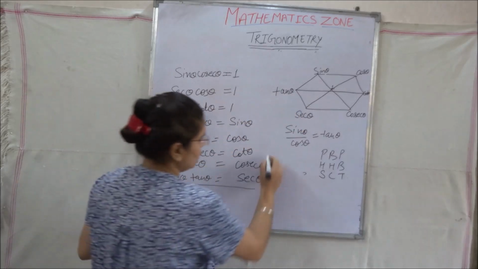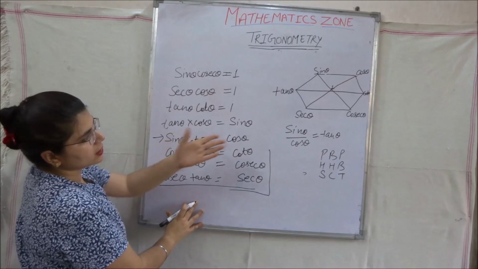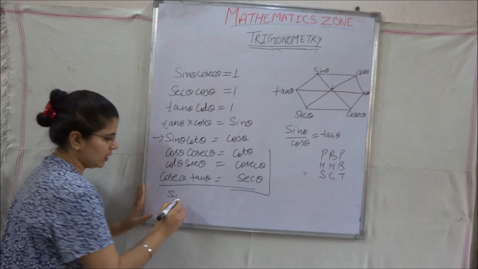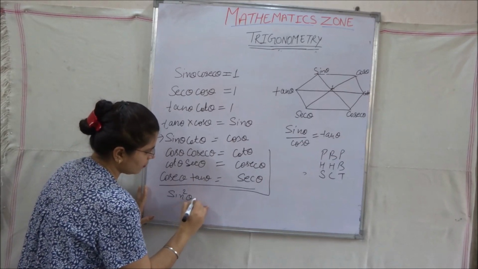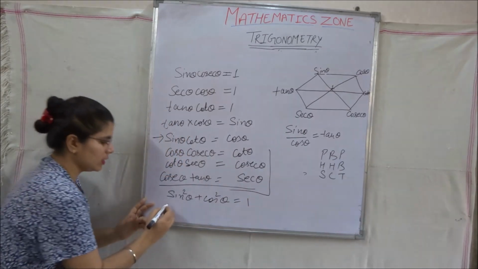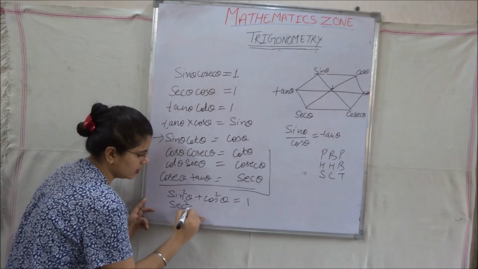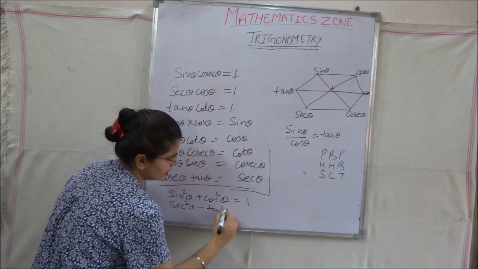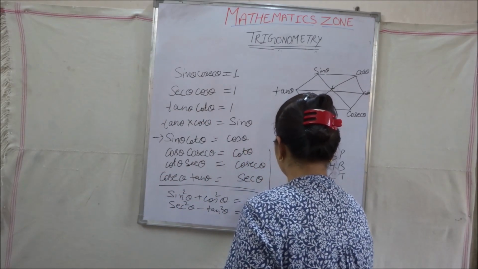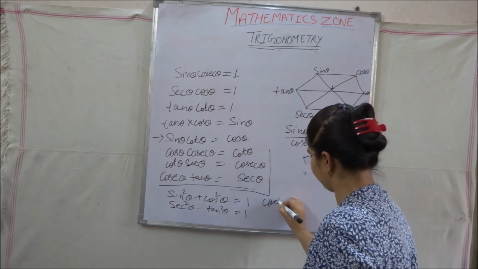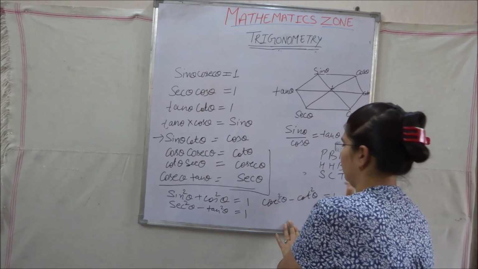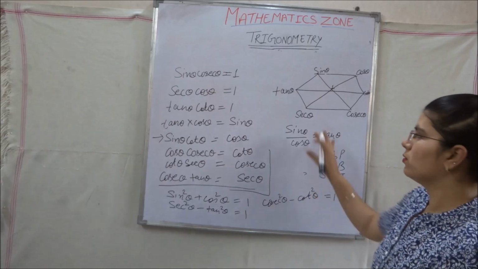Now we can also learn some identities which will be helpful for solving our questions, like sin square theta plus cos square theta is equal to 1. In a similar manner, secant square theta minus tan square theta is equal to 1, and similarly cosecant square theta minus cot square theta is also equal to 1. So these are some formulas.